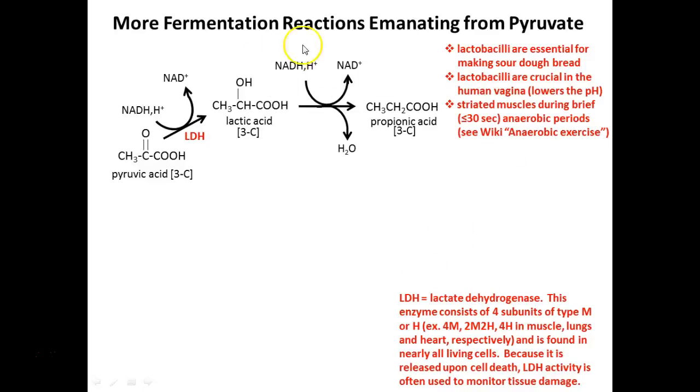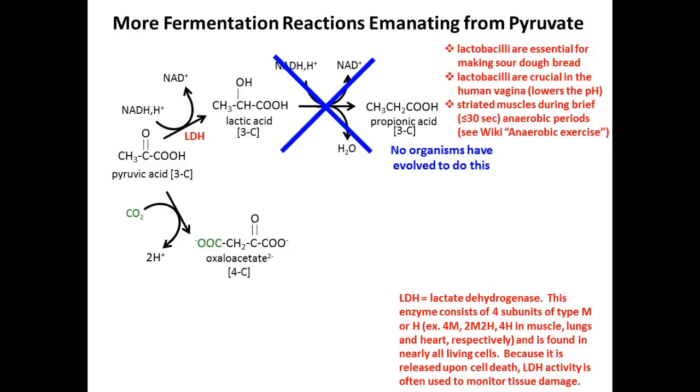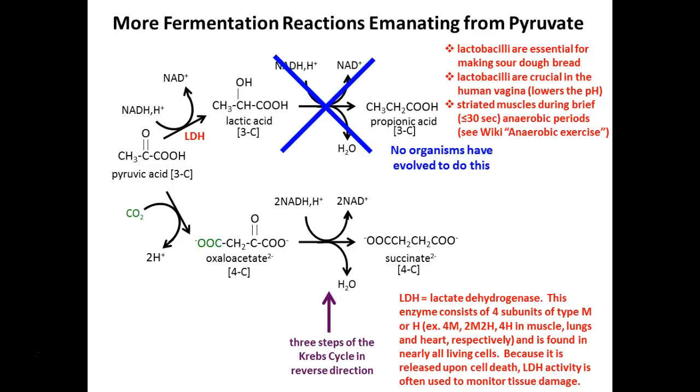We can add more electron carriers to lactic acid and form propionic acid. So again, notice the theme here: acids, lots of acid. Although no organisms actually do it directly like that, they take another path. They form oxalate and then succinate, again more acids, and then finally propionate. All acids.